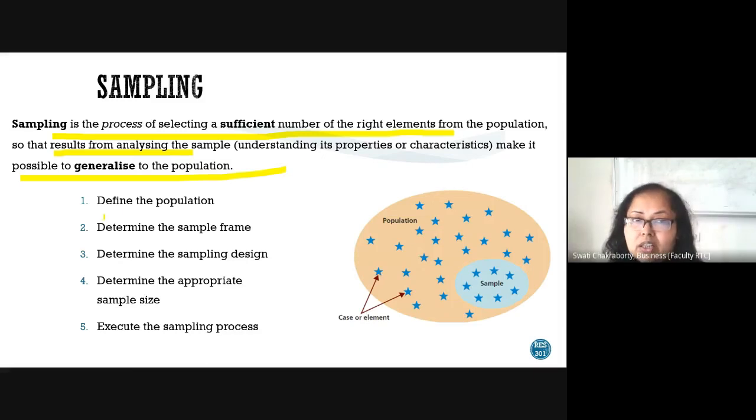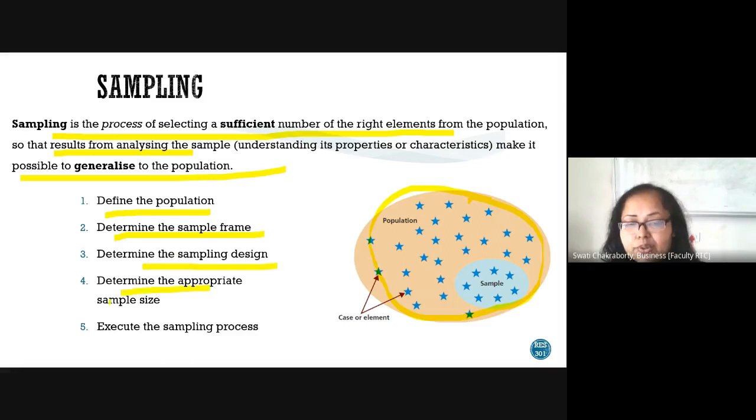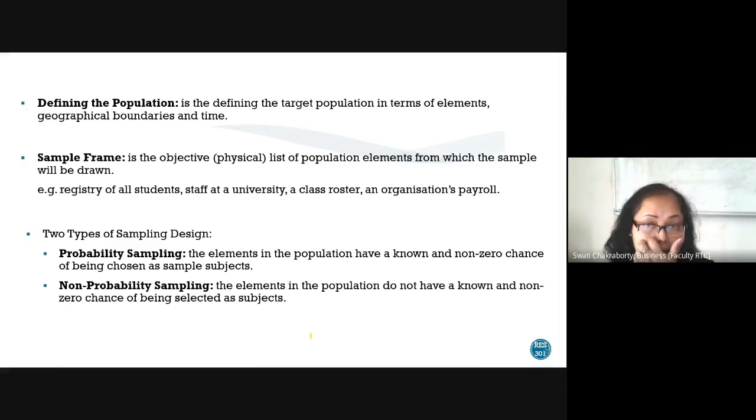So how do we do it? For sampling, we first define the population, right? Then determine the sampling frame, then determine the sampling design, then choose the right sample size, and then execute the sampling process. So defining the population is where we define the target population in terms of elements, geographical boundaries, and time. The sampling frame is the list of all population elements from which the sample is drawn, right?